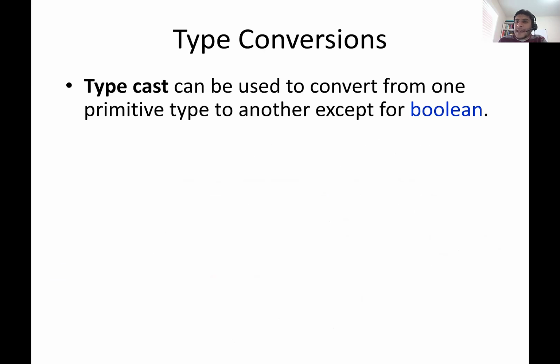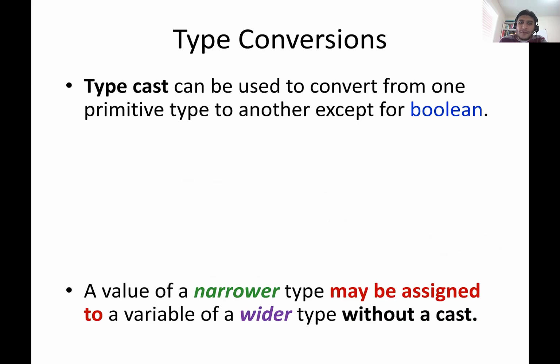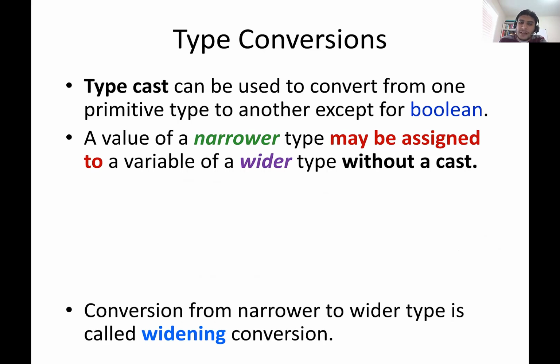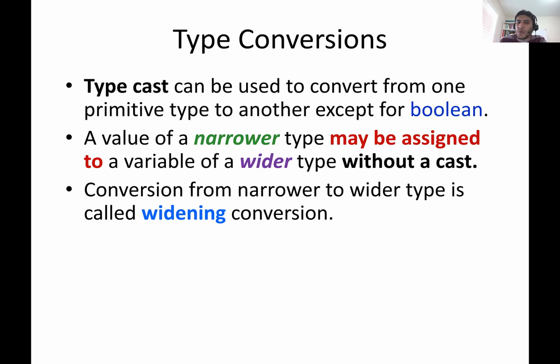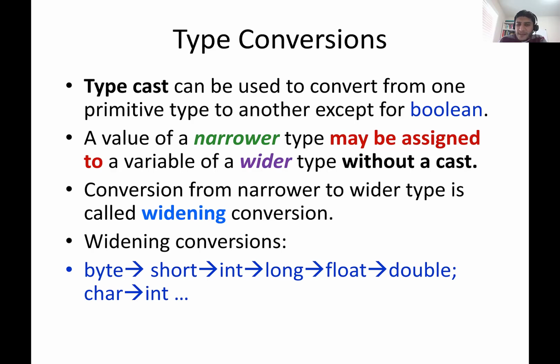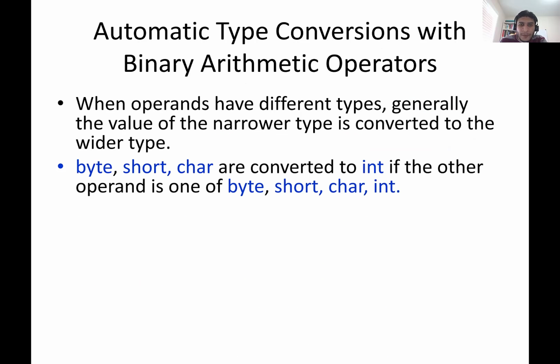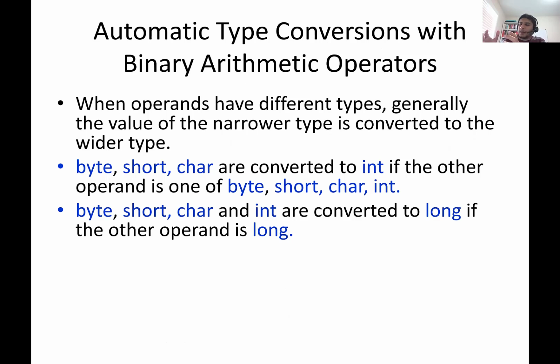So again, what is typecasting? For those that don't remember, typecasting is moving from one type to the other type. As we said, the value of the narrower might be assigned to the wider by default without casting. While moving, this is usually called widening, and this is done by the compiler. And this is just what can be casted to what by default. While moving from the wider to the narrower, you need to do the casting yourself.